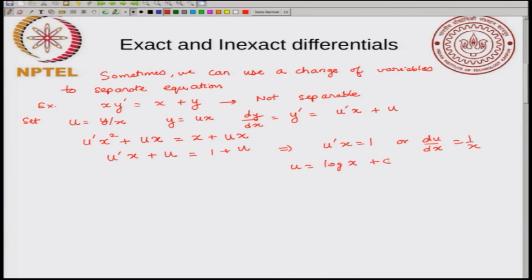And you can go back and write y is equal to u x. So, that is y equal to x log x plus constant times x. This is the solution. So, you solved this equation, which didn't look separable initially, by doing a change of variables. Sometimes a change of variables can convert a differential equation into a separable form.